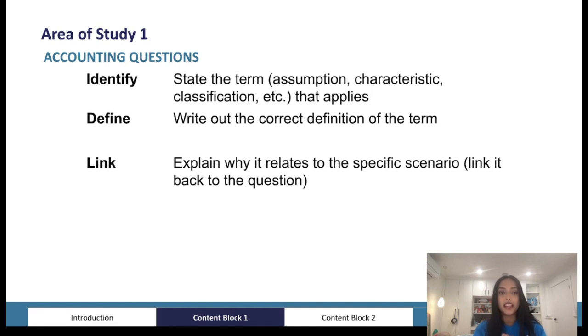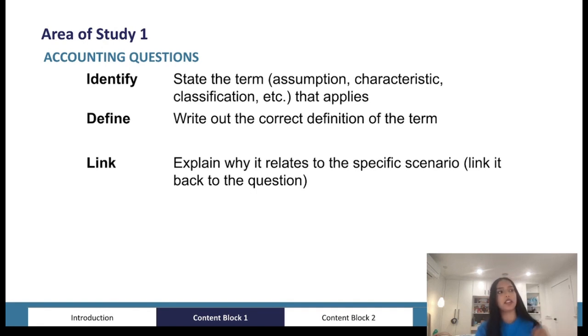So that would be the identify part of that question, but you can't get the full marks for that question just by identifying the term, just by stating the classification. You also have to go further and define that term. So you've stated the term current asset, so you'll need to define that term. Write the full correct definition for that term in your response. And then thirdly, you also need to link it back to the specific scenario in the question.